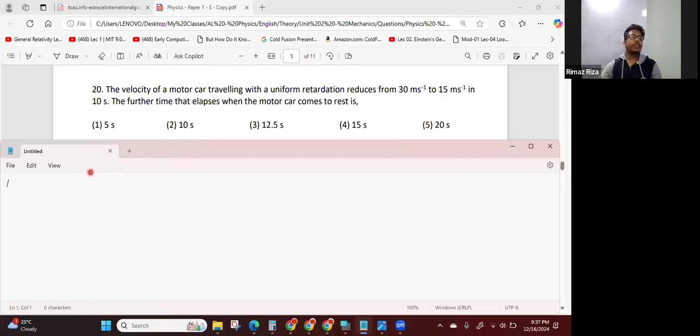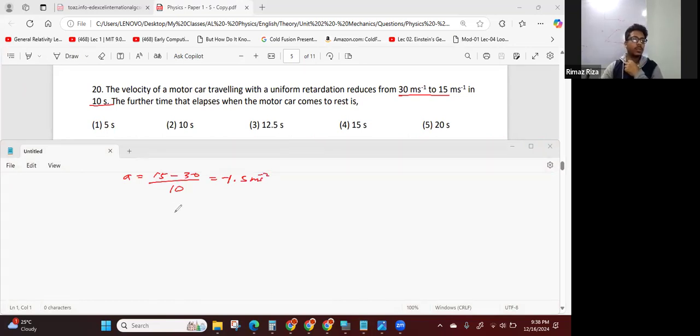Okay, so here you can find the deceleration, right? You can find the acceleration, which is final velocity minus initial velocity, 15 minus 30 divided by 10. So minus 1.5 meters per second squared.